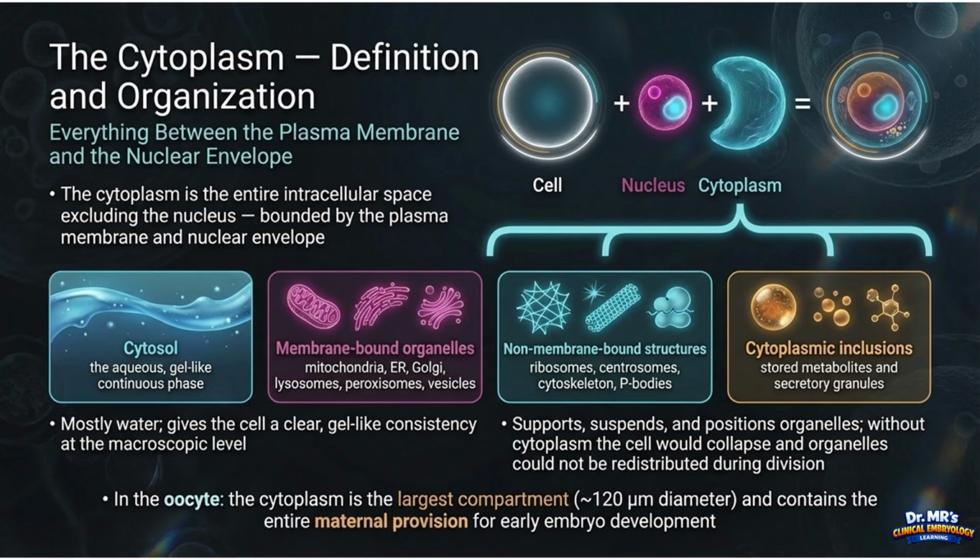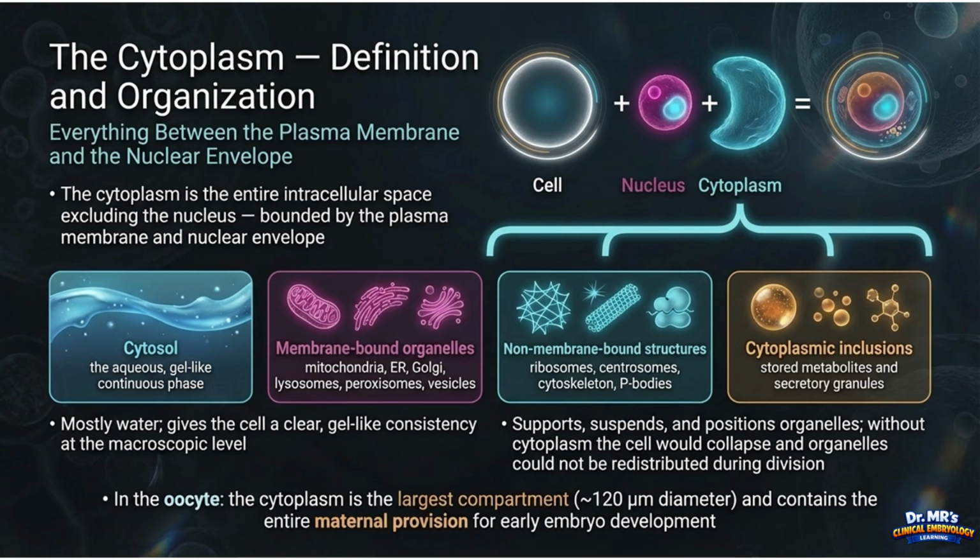Now, the cytoplasm is not a single substance. It is a composite of four distinct components. First, the cytosol, the continuous, aqueous, gel-like phase that fills the space between organelles. Second, membrane-bound organelles, the mitochondria, endoplasmic reticulum, Golgi apparatus, lysosomes, peroxisomes, and vesicles, each enclosed in a lipid bilayer membrane.